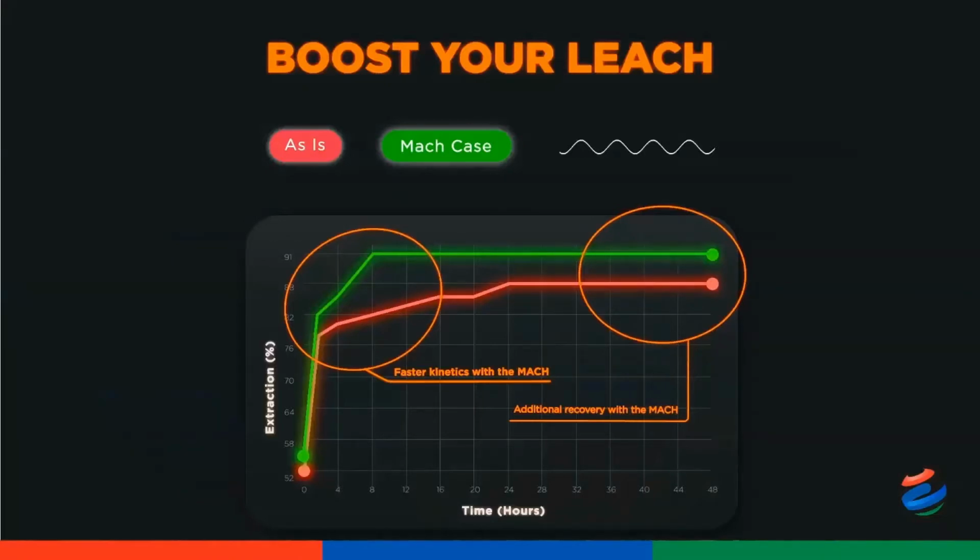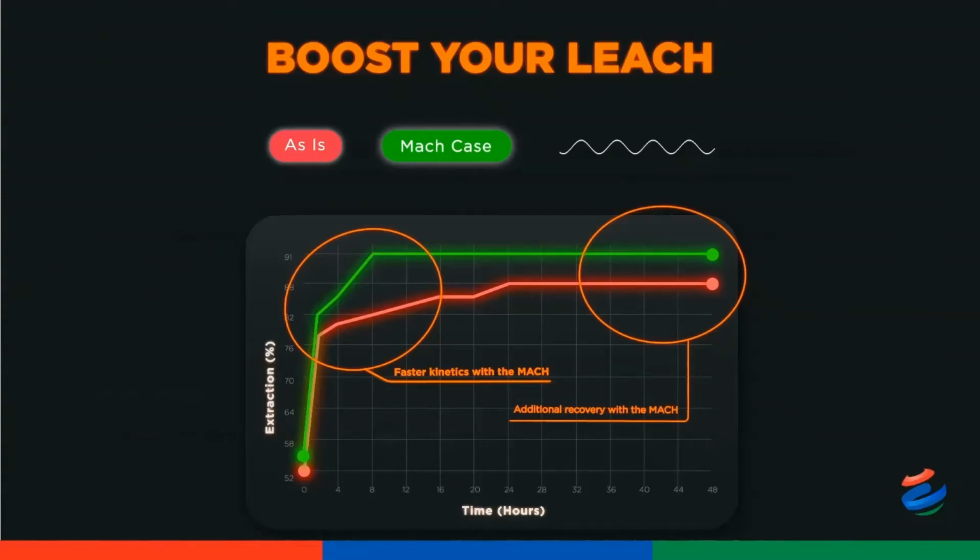This is typically the result that one obtains when the Mach is used in a boosted leach application. Very rapid initial leaching with an incremental recovery improvement as well over the base case. Typically, we would only require 30% of the traditional residence time with this approach, and improved kinetics is almost always guaranteed.